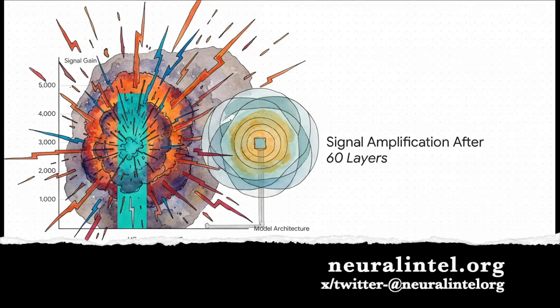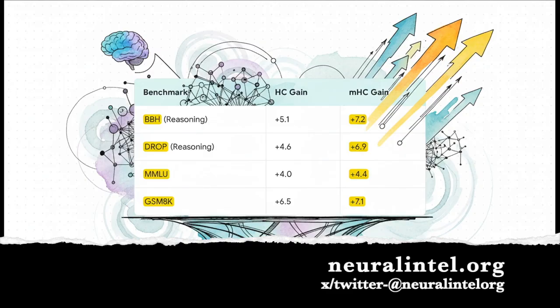I mean, this isn't just an improvement. It's a totally different reality. The chaos has been completely tamed. But look, stability is great, but it's just a means to an end, right? The real question is, does it actually make the model smarter? And the answer is a huge yes. Across a whole range of really tough benchmarks, mHC doesn't just beat the baseline. It absolutely crushes the unstable HC model. And check out where the biggest gains are, in reasoning tasks like BBH and DROP. This strongly suggests that a stable, controlled flow of information is absolutely critical for the kind of complex, multi-step thinking we're trying to get from these models.